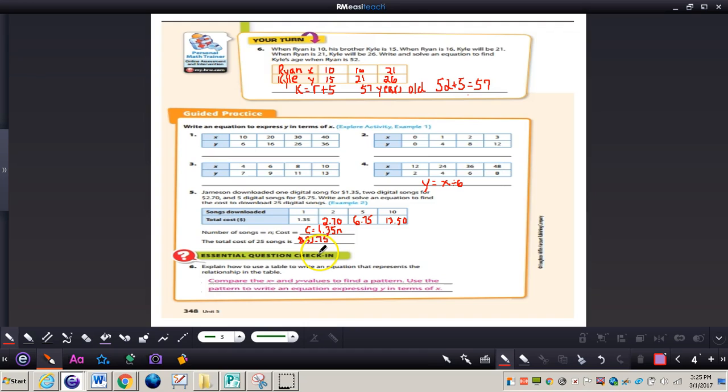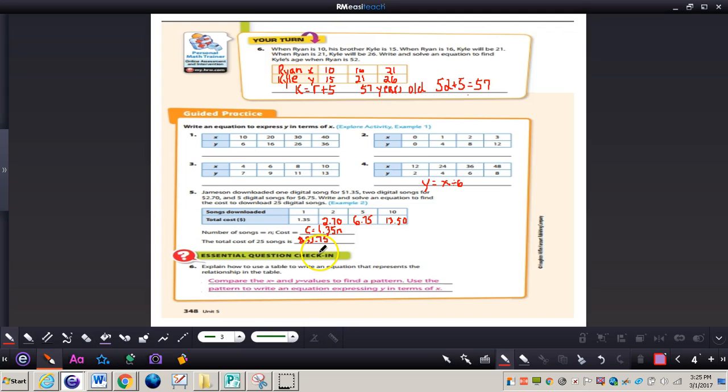Now let's take a look at the essential question check-in as we wrap up the video. It says explain how to use a table to write an equation that represents the relationship in the table. It says compare the x and y values to find a pattern. Use the pattern to write an equation expressing y in terms of x.